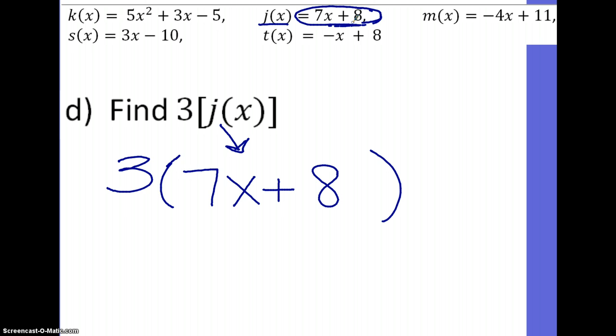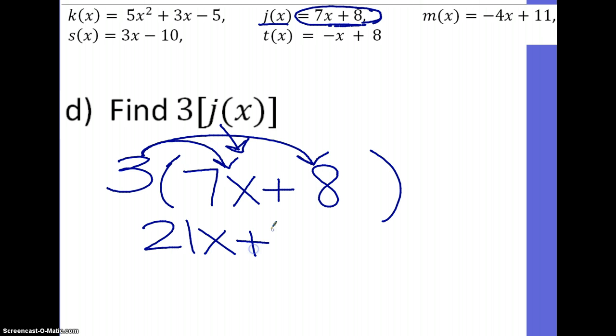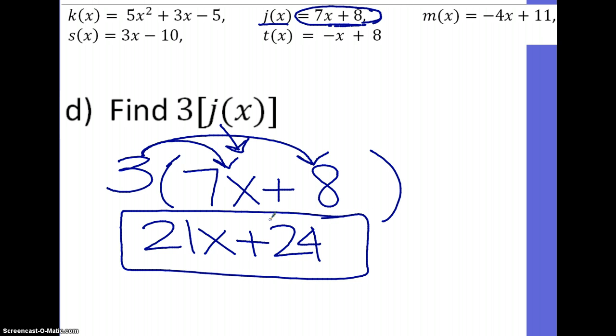And then the 3 on the outside is going to just be distributed to both of the numbers inside. So we're multiplying function j by 3. So 3 times 7 is 21x. 3 times 8 is 24. I can't combine anything else, so that's my final answer, 21x plus 24.